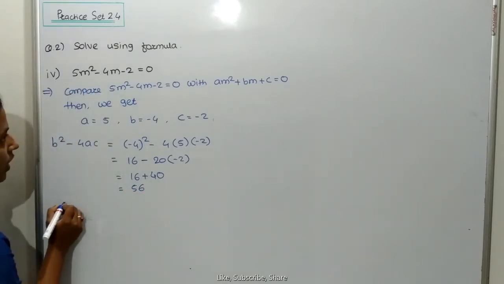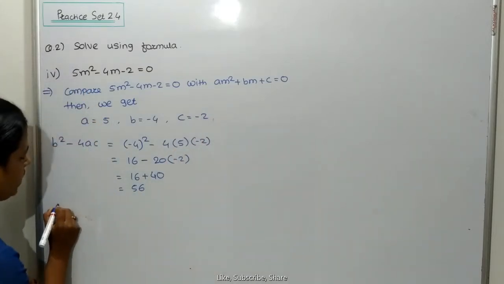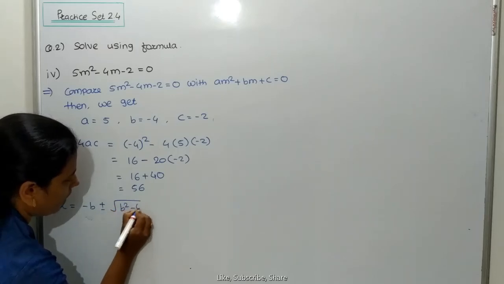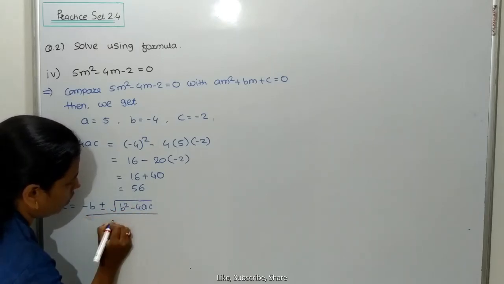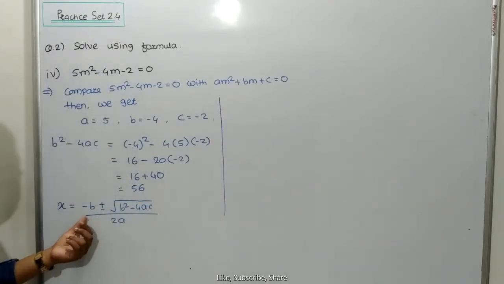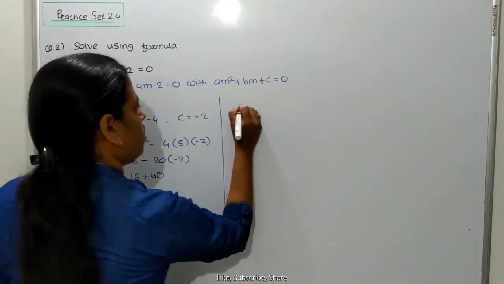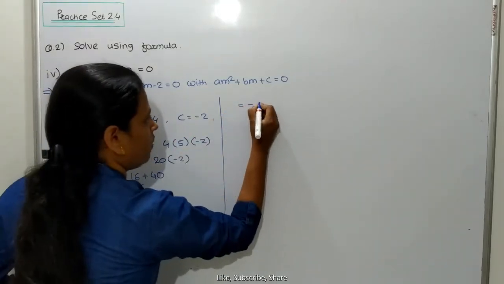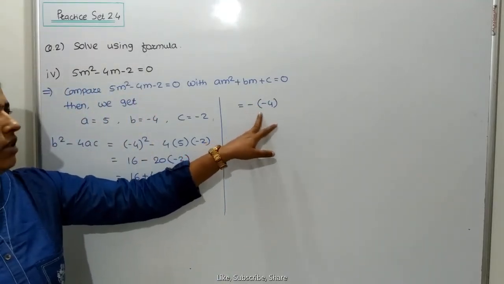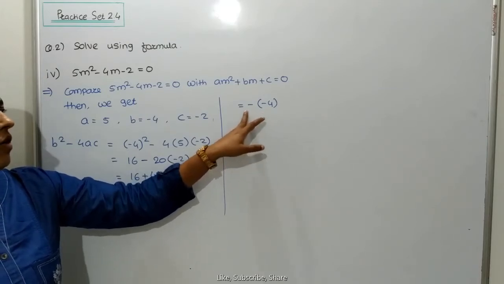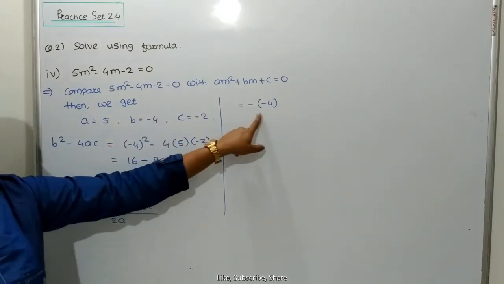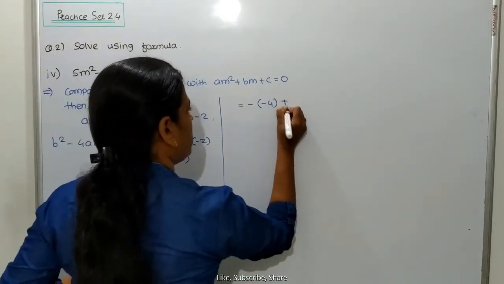Now next one, we have to put here x is equal to minus b plus minus root of b square minus 4ac upon 2a. So put the values here. What is the value of b? That is -4. So it is equal to this minus, take it as it is minus, and the value of b is -4. Clear? When we write this, you should care about the signs. So here is already minus, but b value is -4, so put a bracket there. Now plus minus.